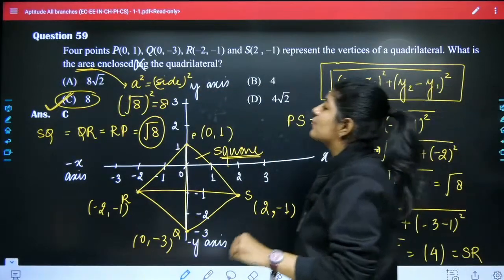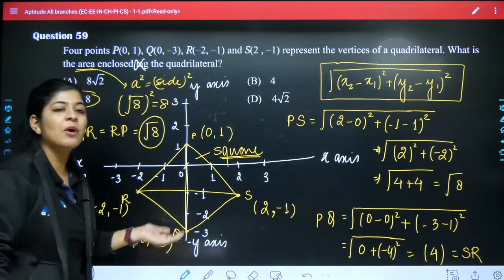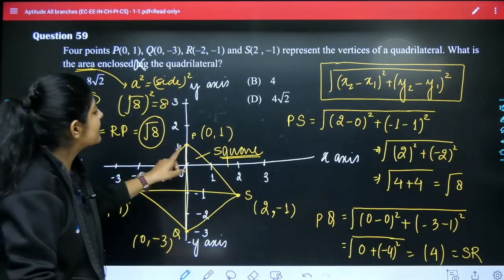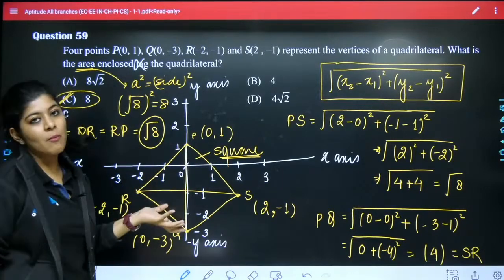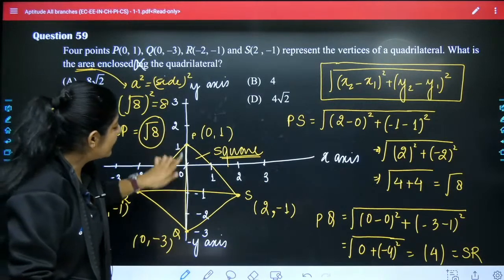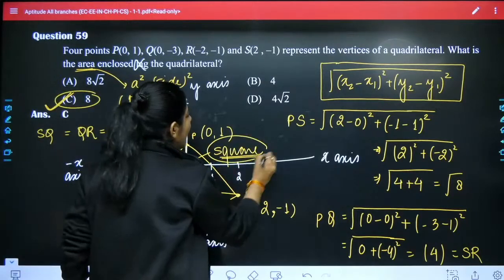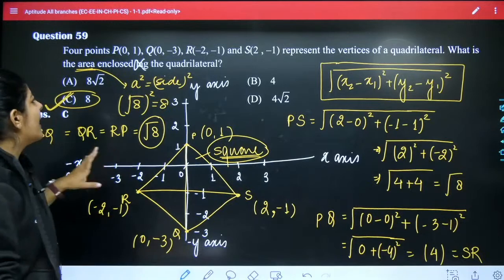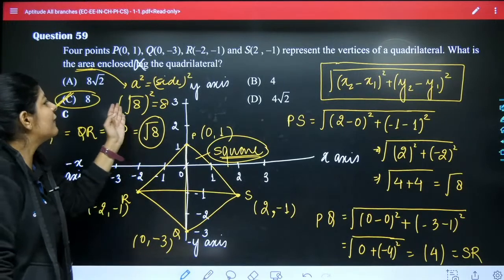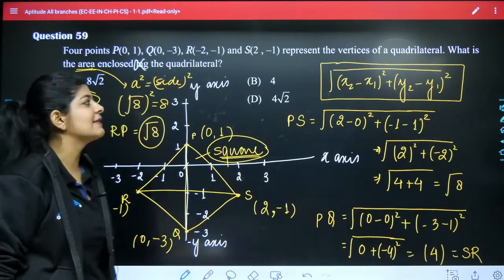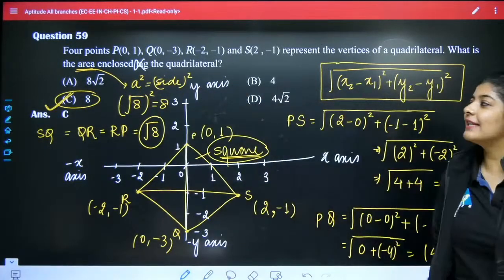This is a very easy question. The approach is important. First, we need to find out what type of quadrilateral we have. If we calculate the distance between the given points, we find all the sides are equal. Now it may be a rhombus or it may be a square. Then we calculated the diagonals and found they are equal as well. So the given shape is a square, and its area is side square, with the side equal to root 8. The square of root 8 is 8, which is the correct answer. This is again a very easy question which was asked in the EC branch.